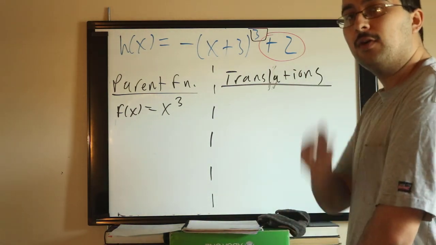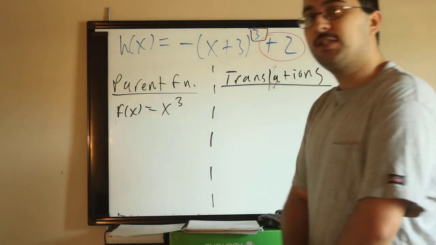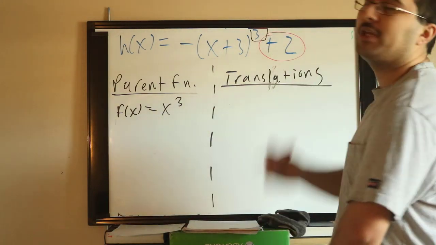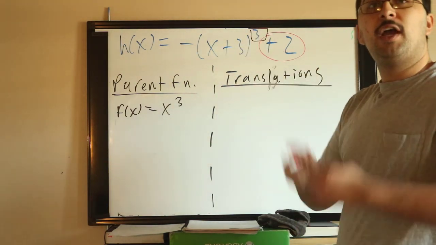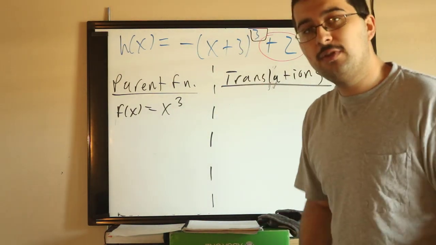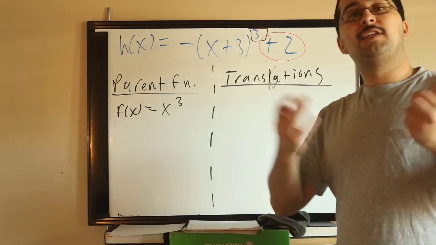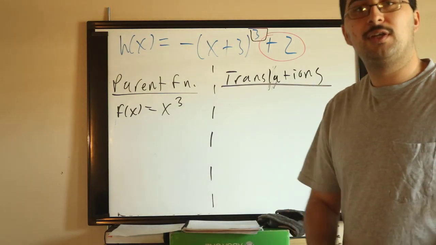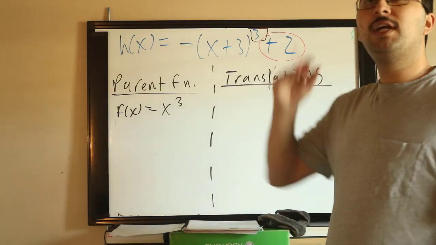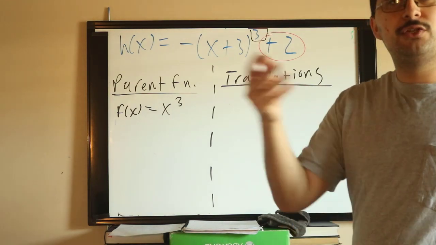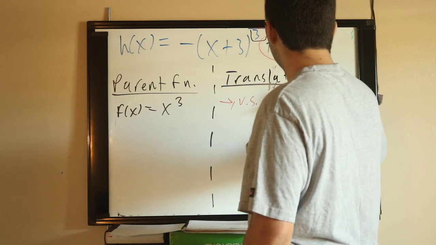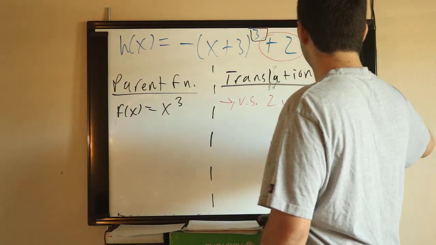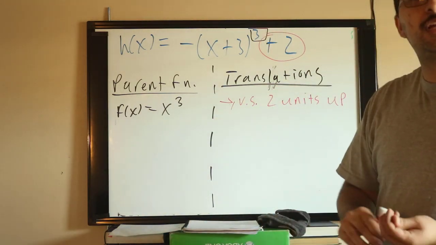Well, we understand now that our parent function is x cubed. Where is this plus 2 happening? It is happening outside of the cubed. In other words, I am adding to the function. That right there is an example of a vertical translation. So for us, if I'm adding 2, this is a vertical shift 2 units up. Beautiful. There's one translation identified.